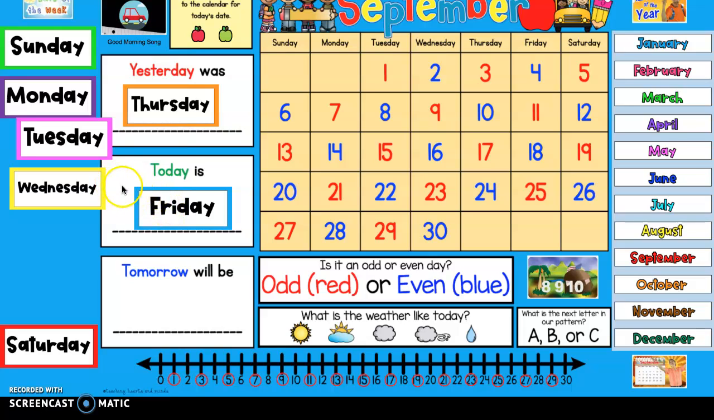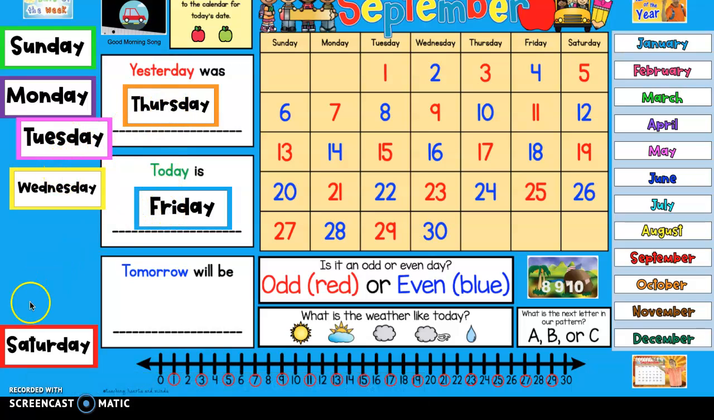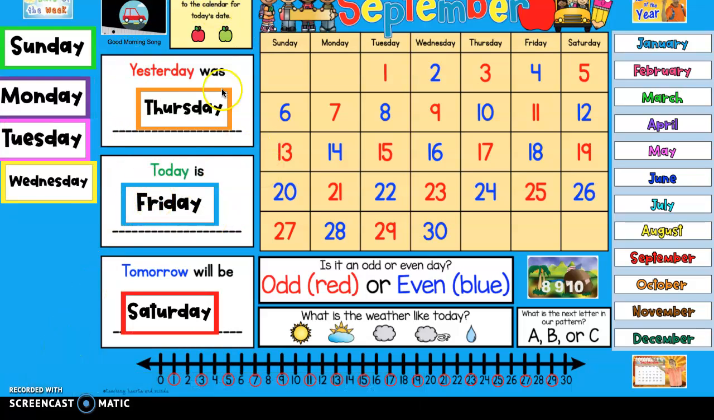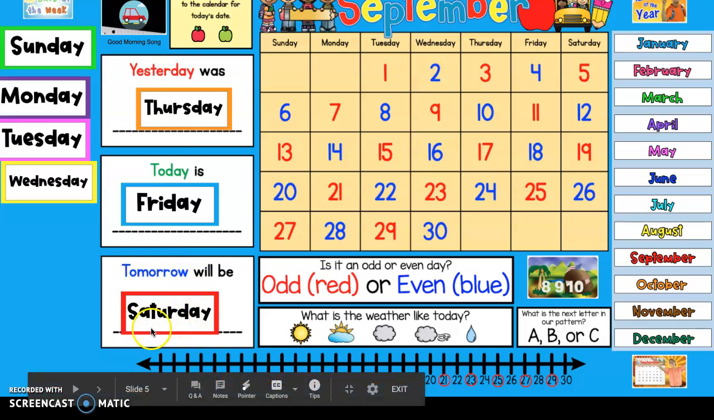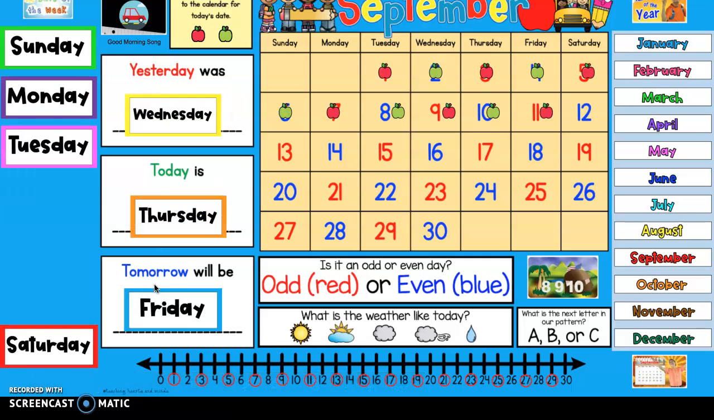Okay, so today is Friday, yesterday was Thursday, tomorrow will be, what will tomorrow be? What's this day right here? Can you read it? Saturday, right? Good job. So today is Friday. Yesterday was Thursday. Tomorrow will be Saturday. Very, very good. Excellent. Okay, so let's take a look at our calendar, like the actual month.